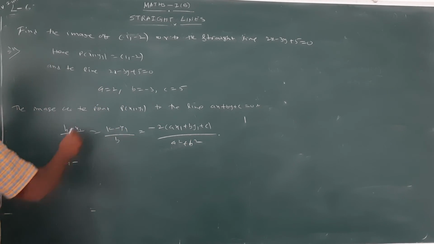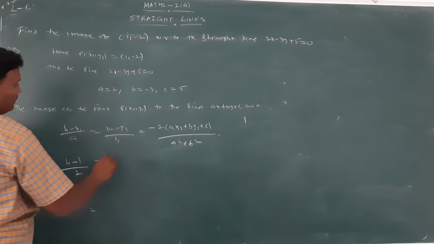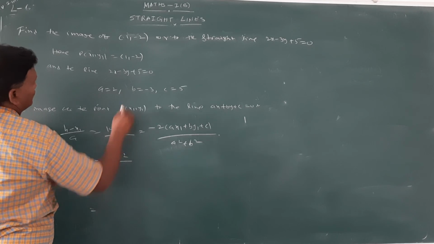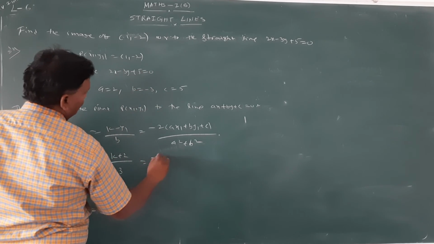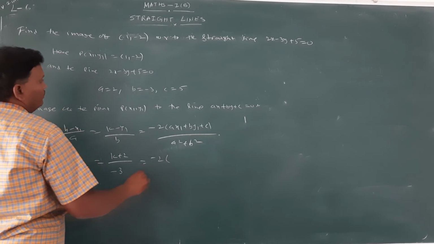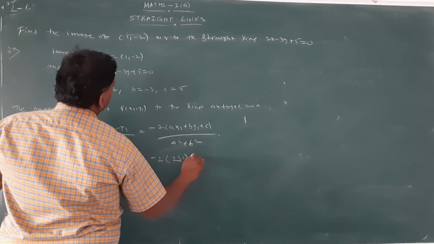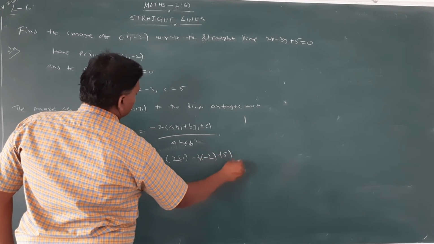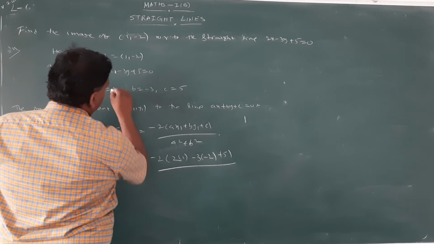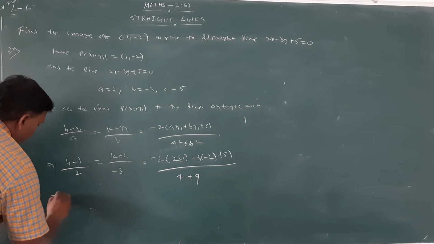h minus, what is the x1 value? 1. a = 2. k minus y1, b = -3. Minus 2 into a, which is 2, x1 = 1. Next, -3 into -2, plus 5, by a square. 2 square is nothing but 4, 3 square is nothing but 9.